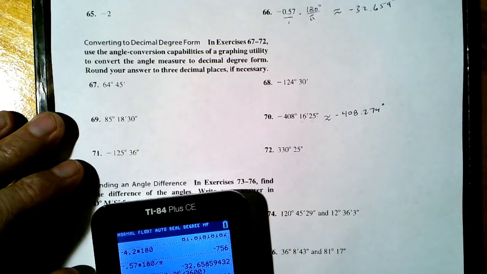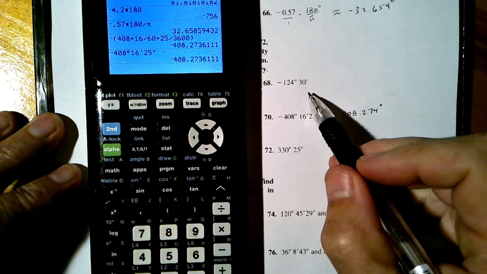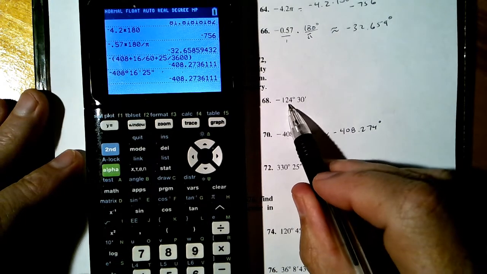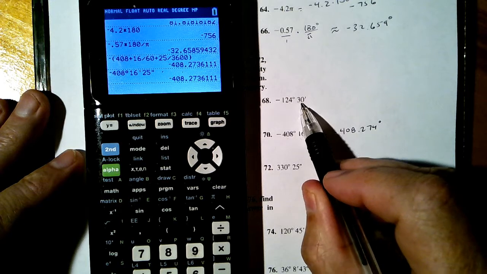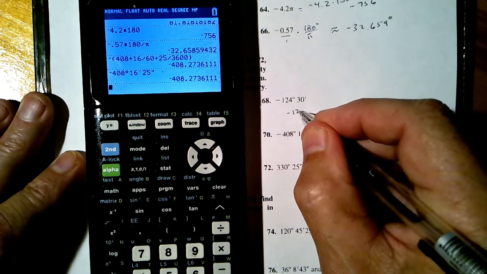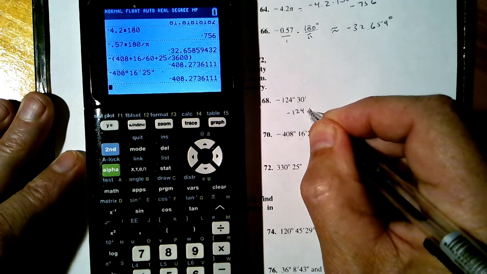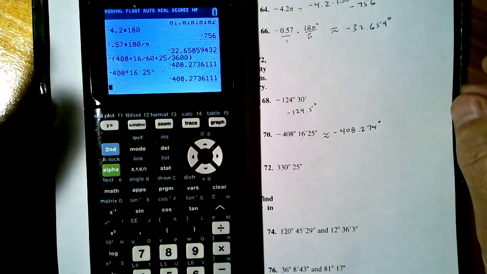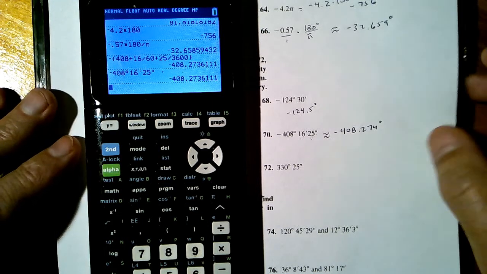Okay? Now this one, we can actually do in our head. Think about it for a second. Negative 124 degrees in 30 minutes. 30 minutes is half an hour. 30 minutes in angle measure is half a degree. This is negative 124.5 degrees. Feel free to check that if you like.